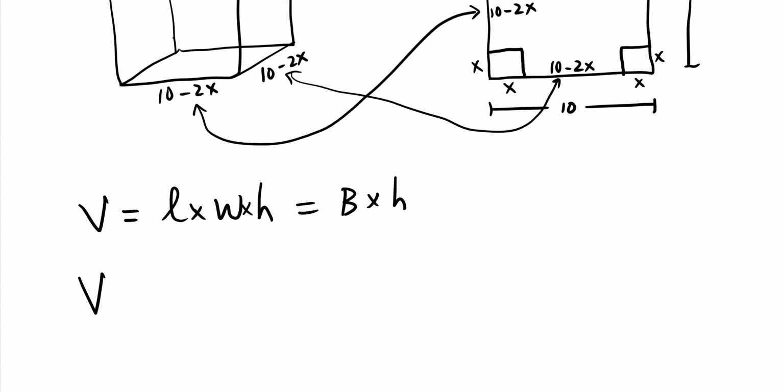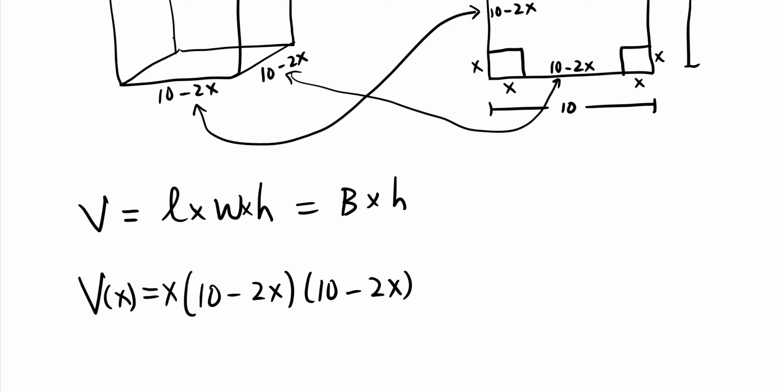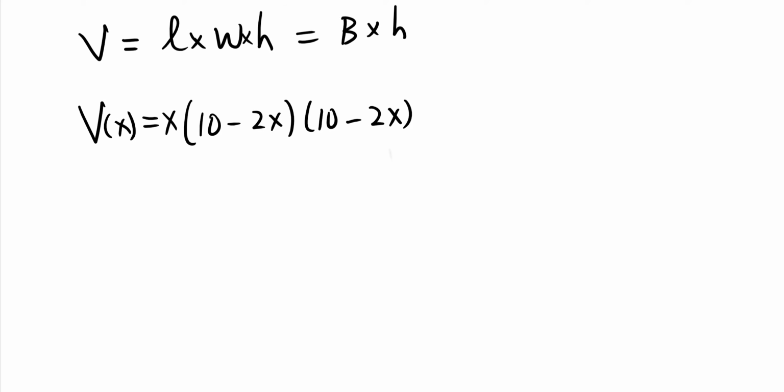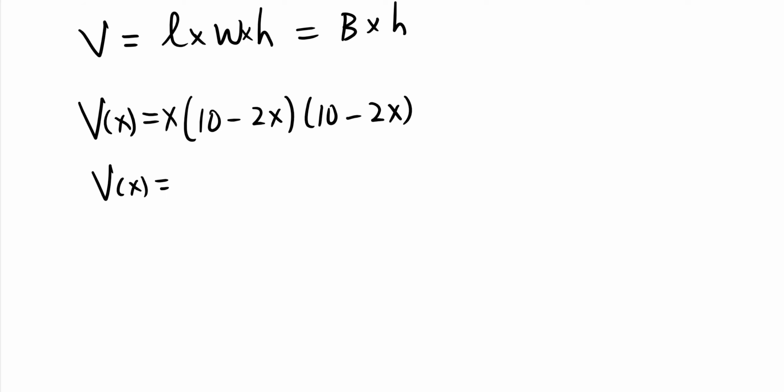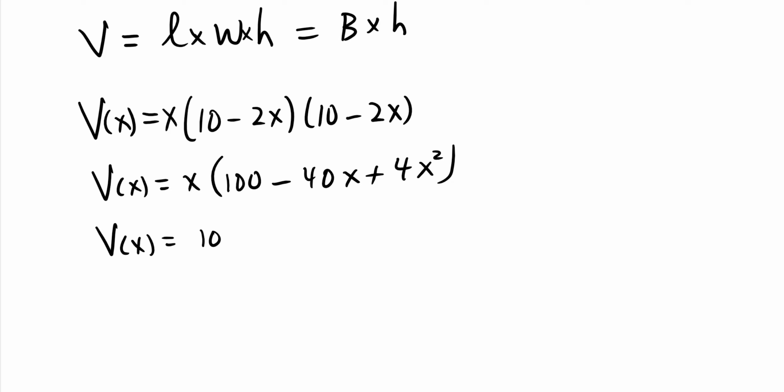So what I'm going to do here, I'm going to write down the base, which is 10 minus 2x times another 10 minus 2x, and times the height, which is x. That gives me the volume as a function of x. I'm trying to maximize this. How do I maximize it? We are going to multiply this out first. This is 100 minus 20x minus 20x, so 40x, plus 4x squared. And then distribute the x inside. So you get 100x minus 40x squared plus 4x to the third. So that's what we get for this one.